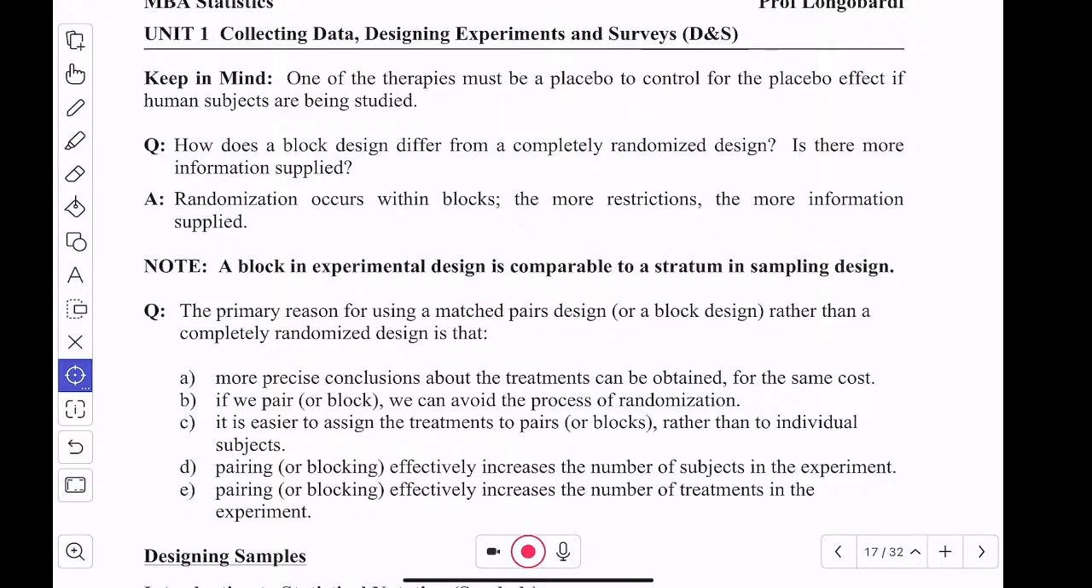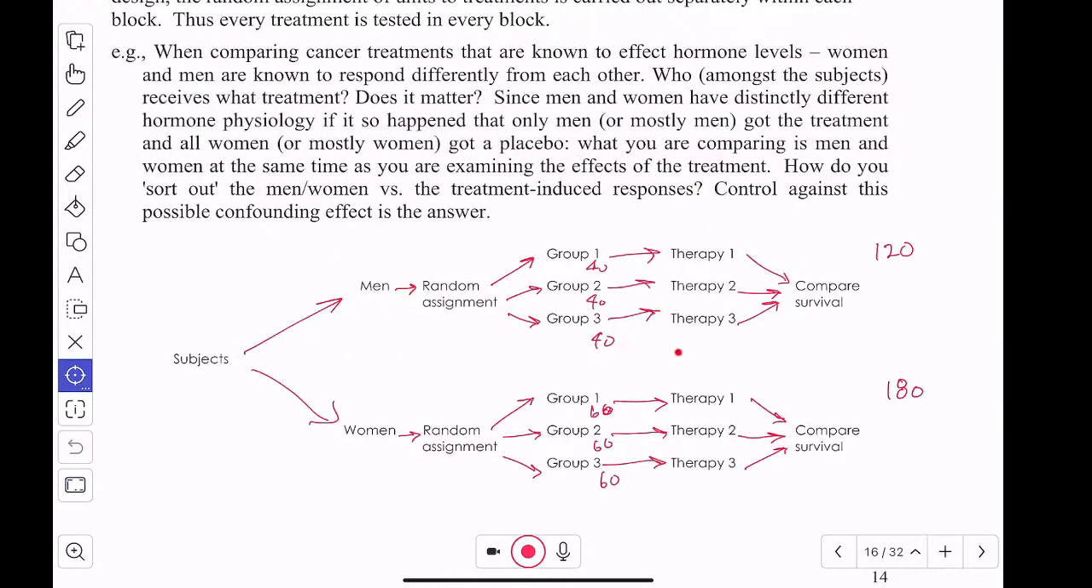So the next question, the primary reason for using a matched pairs design or block design rather than a completely randomized design. Just make a note, these are completely randomized within the block. It's not just one randomization, okay? So it is completely randomized in the block where the subjects are receiving all treatments.